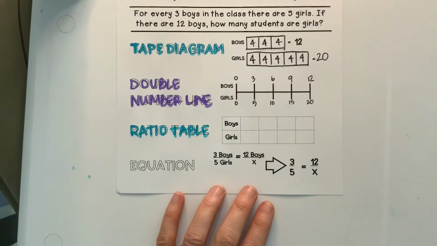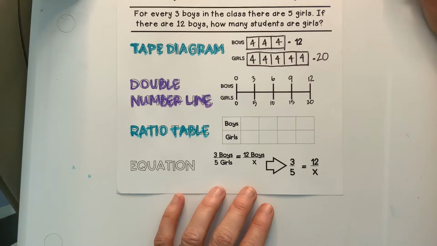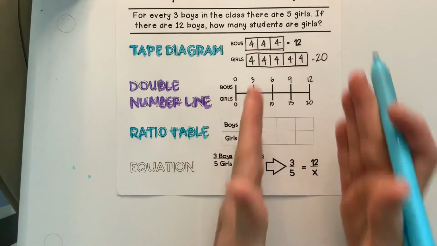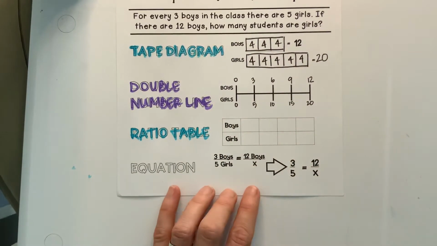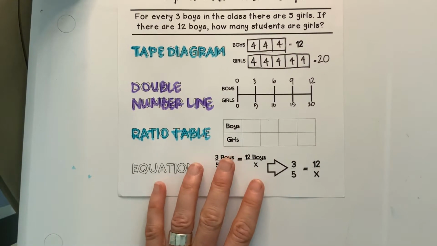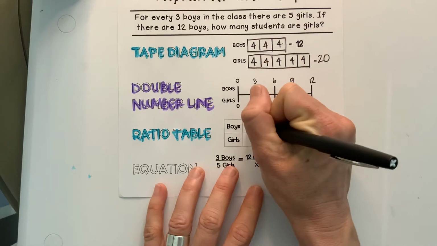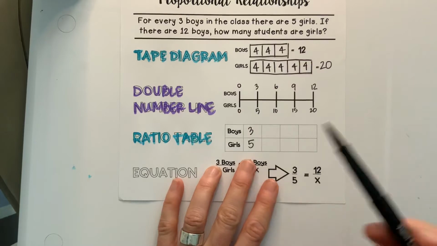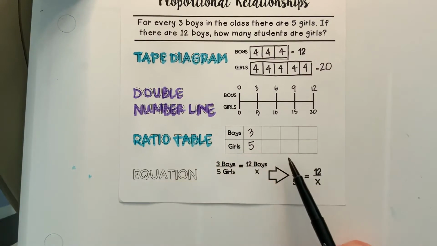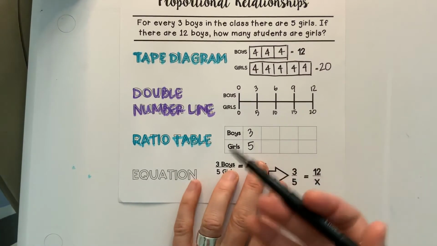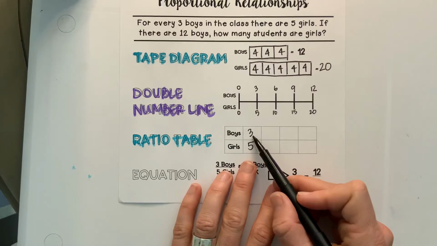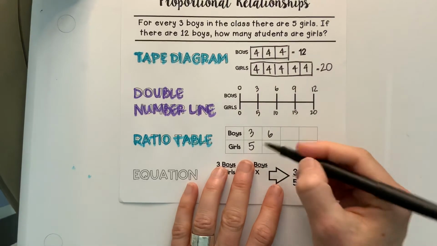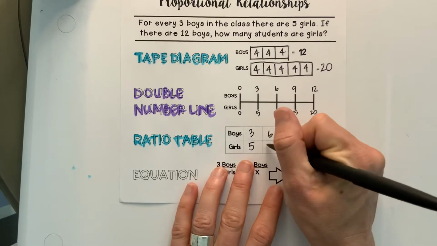Okay, so a ratio table actually looks very similar to your double number line, but you're setting it up this way. I've also seen it where your ratio tables are vertical. That's fine too. So in our ratio table, we're just going to start with for every 3 boys, there are 5 girls. And then you keep increasing by those values until you get to the one that you want. So 3, I'm going to then go to the next set, 3 and then 6. So I'm going to double it. 5 doubled, that's going to be 10.